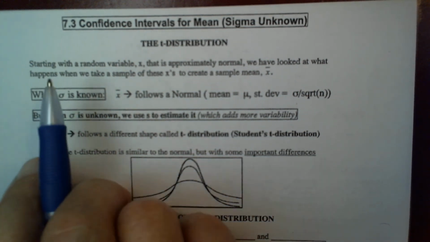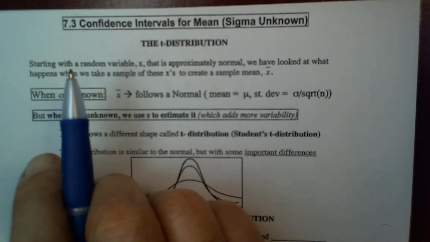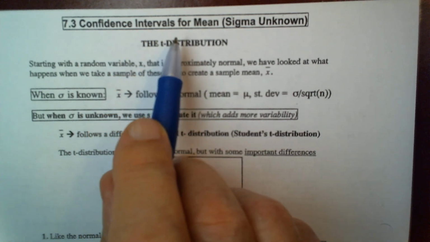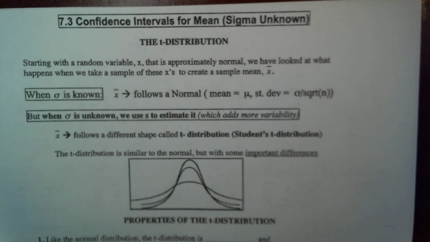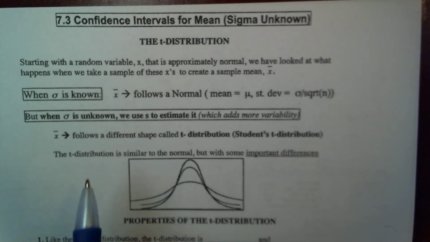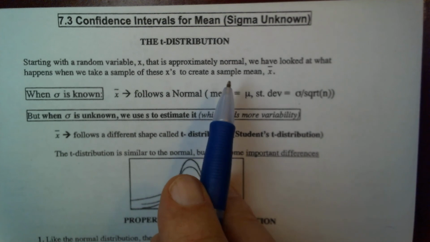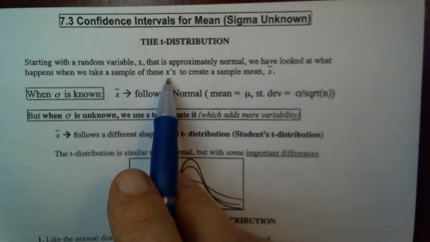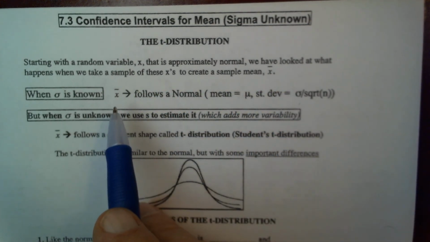Section 7.2 was about confidence intervals for population proportions, and section 7.3 is about confidence intervals for the mean of a population. So when we have a random variable x that is approximately normally distributed, we looked at what happens when we take a sample of these various values to create a sample mean x bar.